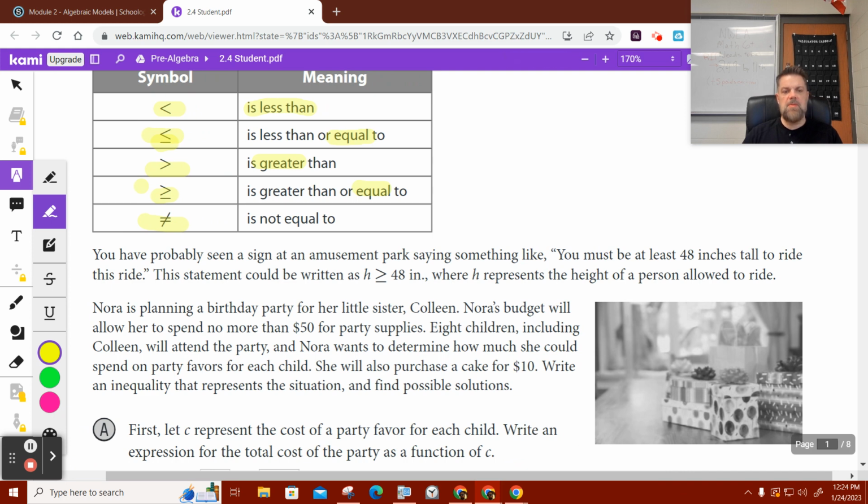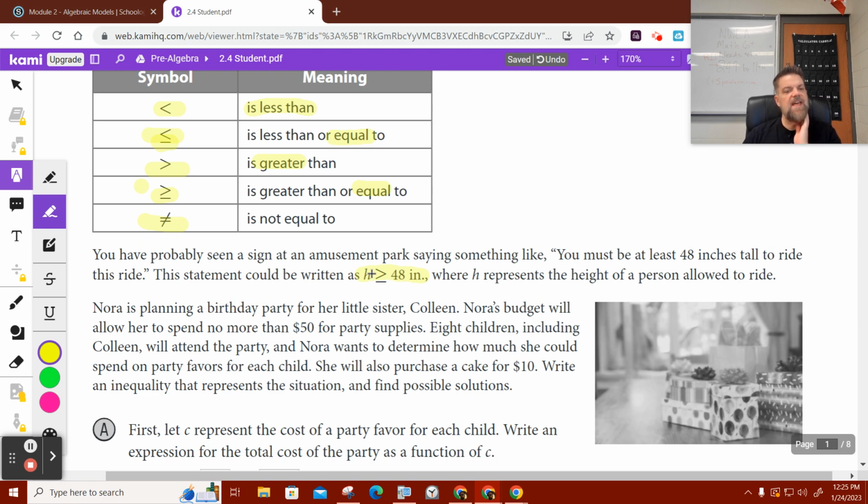You have probably seen a sign at the amusement park that says you must be at least 48 inches tall to ride this ride. This statement could be rewritten as H is greater than or equal to 48, where H represents the height of the person riding the ride.